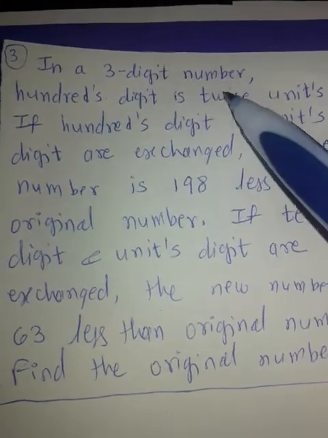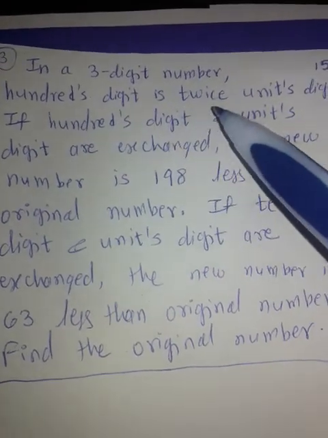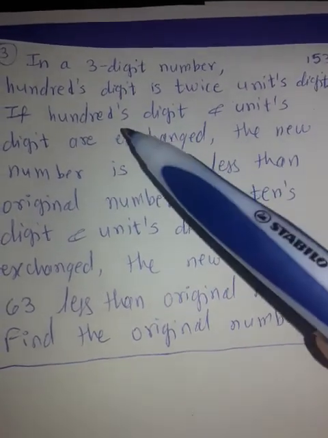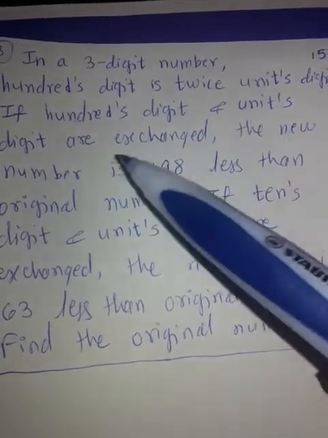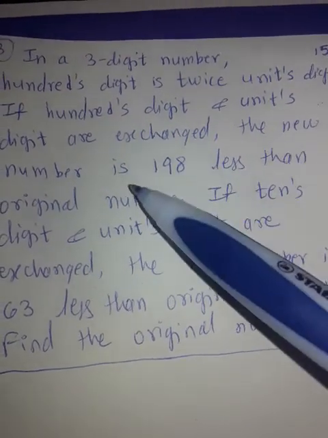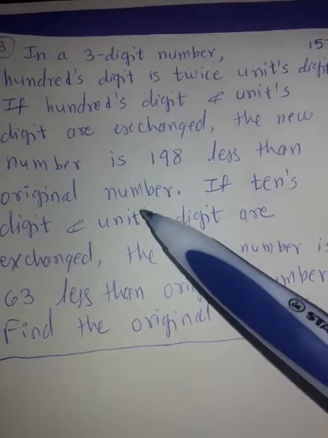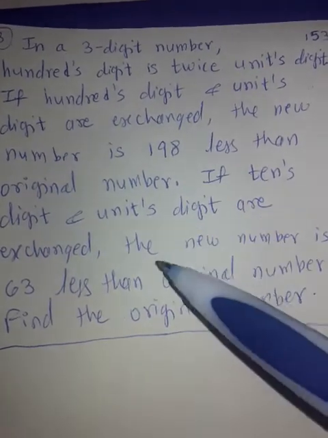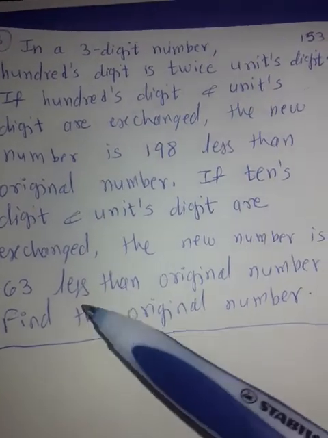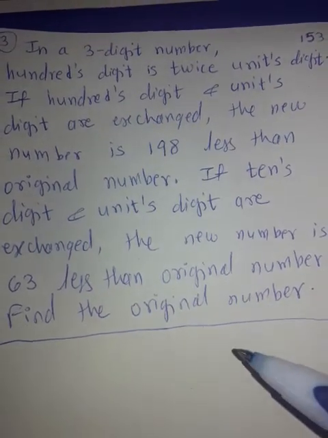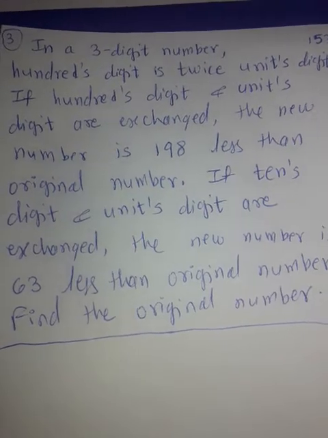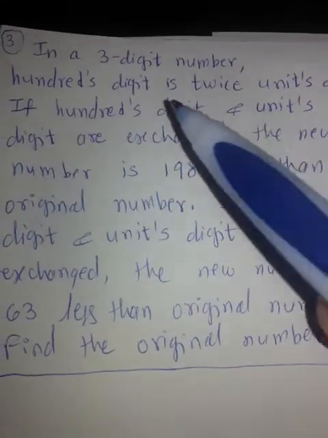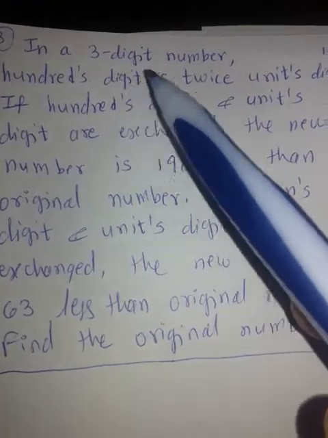In a 3-digit number, the hundreds digit is twice the units digit. If the hundreds digit and units digit are exchanged, the new number is 198 less than the original number. If the tens digit and units digit are exchanged, the new number is 63 less than the original number. Find the original number. So this is a question based on a 3-digit number.